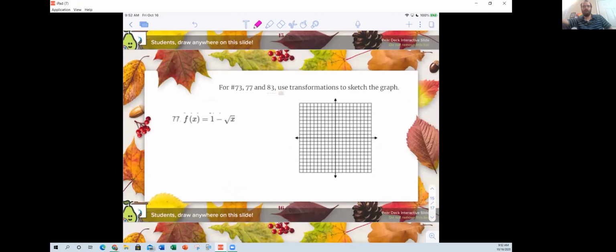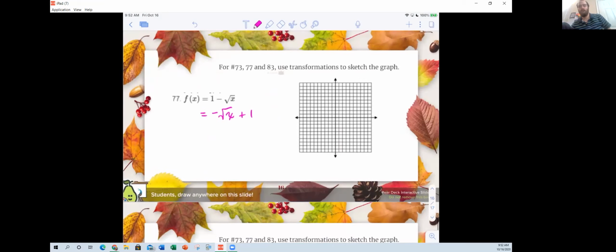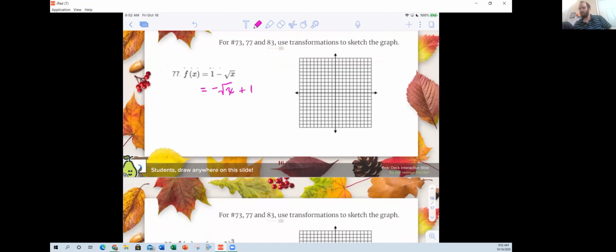Okay, now this one, be careful, because I would rather write it like this. And again, I'm going to start with the basic square root function. Anytime you have a square root, always start with the basic square root function. 0, 0, square root of 1 is 1, square root of 4 is 2, square root of 9 is 3. Memorize those if you need to. That's how you're always going to start.